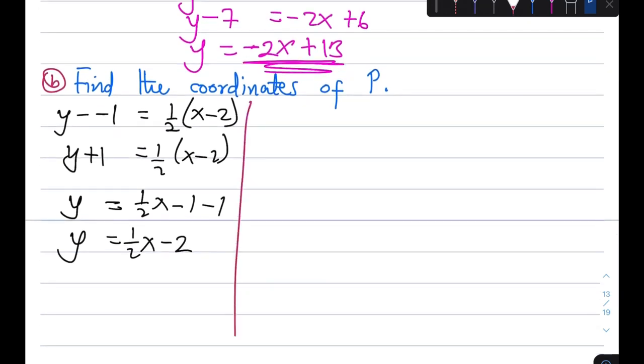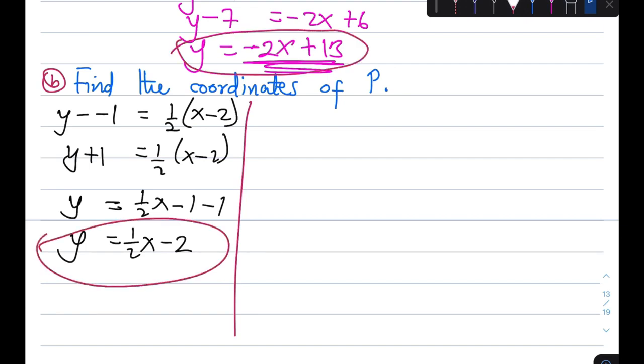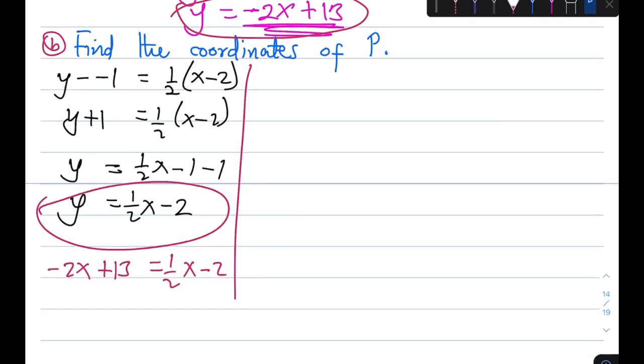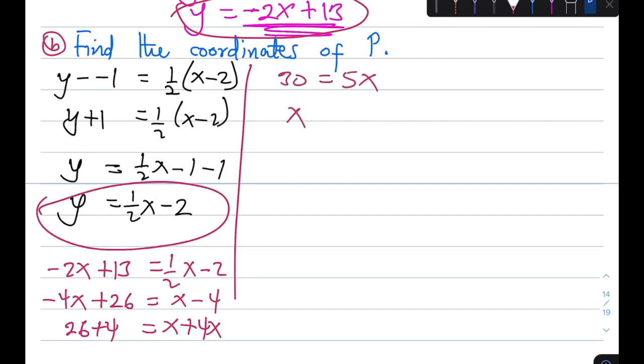Now check this. We have two different equations, this equation and that equation. We can solve them simultaneously and then find the values of x and y. So since they are both y, let's equate them, giving us negative 2x plus 13 is equal to half x minus 2. You can multiply through by 2, that will give you negative 4x plus 26 is equal to x minus 4. So you are going to have 26 plus 4 is equal to x plus 4x. That would be 30 is equal to 5x, x is 6.